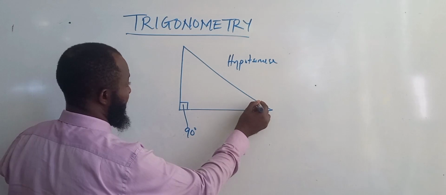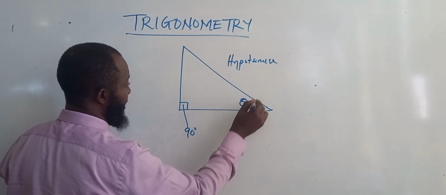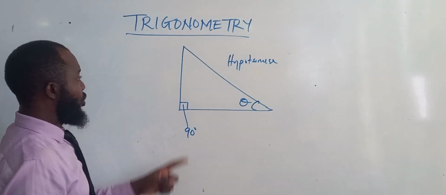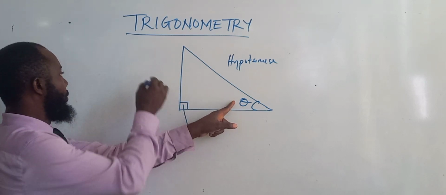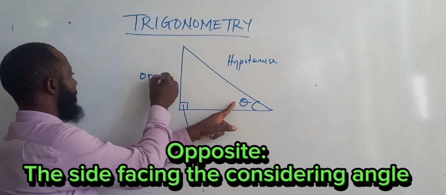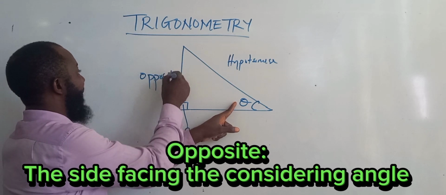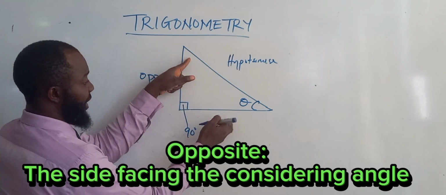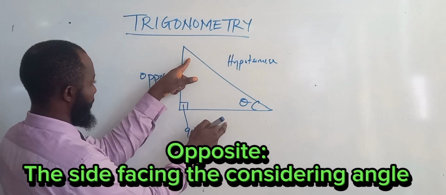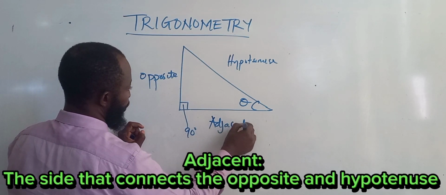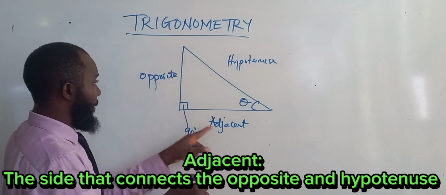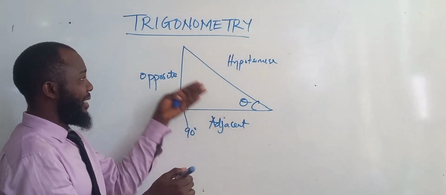If we are considering this angle here, let's assume this angle is theta. The side facing this angle will be called the opposite. But if the angle is here, this place will be the opposite, so the other one will then be the adjacent. Identification of these sides will help you to understand the ratios.